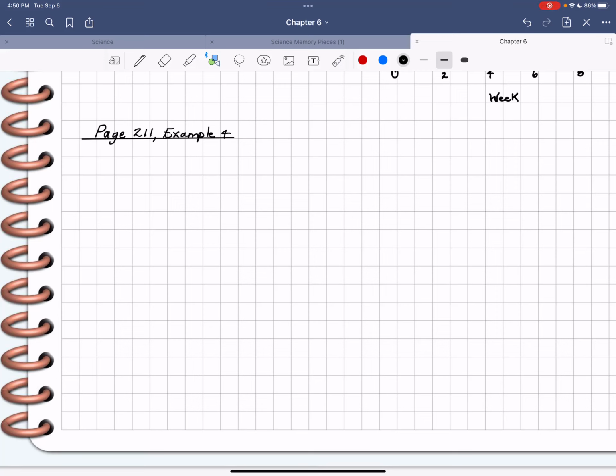I am on page 211, and we're looking at example 4. This lesson is about comparing slopes, so let's read and see what they want us to do. The linear function g of x passes through the points 1, 12 and negative 2, 0. The linear function f of x is shown in the graph. Which function has the greater slope?